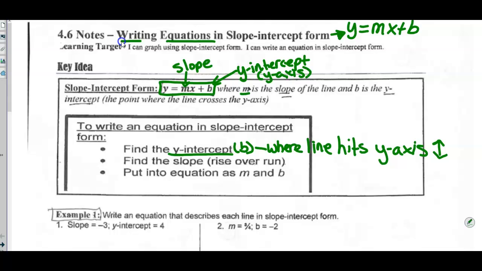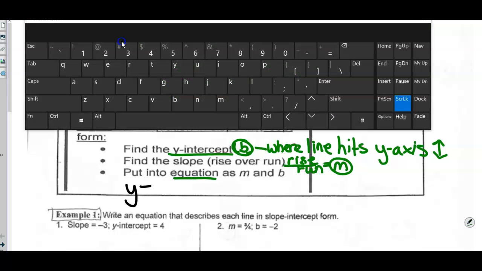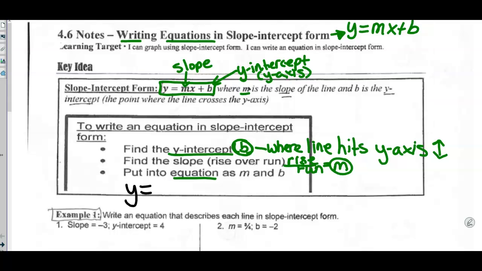Second step then is to find the slope. That's our rise over run. I'm going to write it as a fraction because you usually see it that way. And we also call that our m in the equation. So I'm going to circle the b too, because those are the two components. Then we're going to put those into an equation. So we're going to end up with y equals m, and then our x will still stay there, and then either plus or minus b, those two components. So we're really just looking for two pieces. The y will stay there, the equal sign will stay there, and our x will stay there.